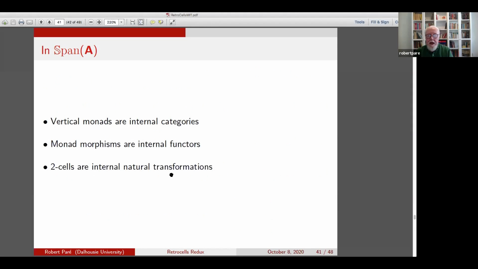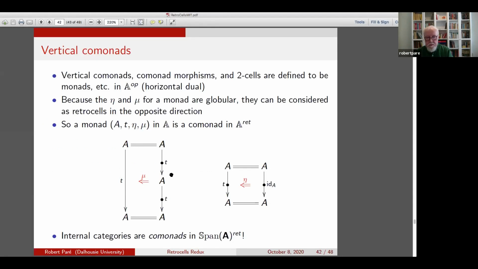And in Span A, the monads are internal categories, the morphisms are internal functors, and the two-cells here are internal natural transformations.